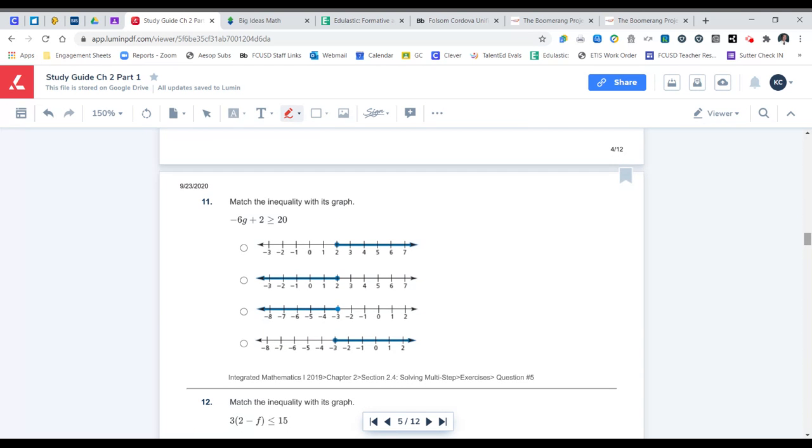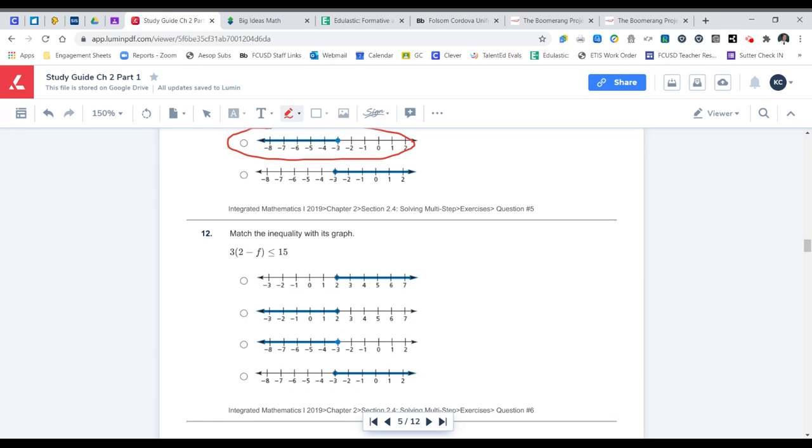Okay, problem 11. Here I would, again, subtract 2 on both sides, get 18 on the right. Remember to work outside in. -6g is here. Divide by a -6, and reverse the sign. Here I get g is less than or equal to -3. All right, so that's going to match with this graph here.